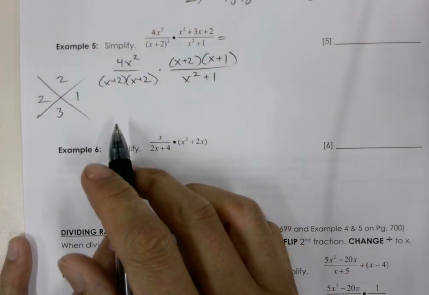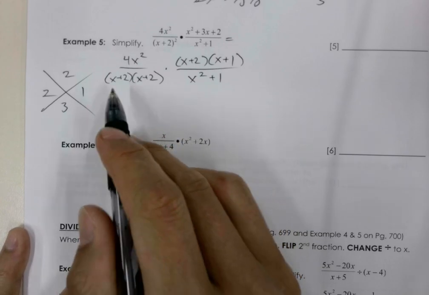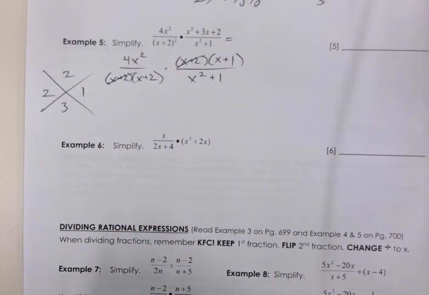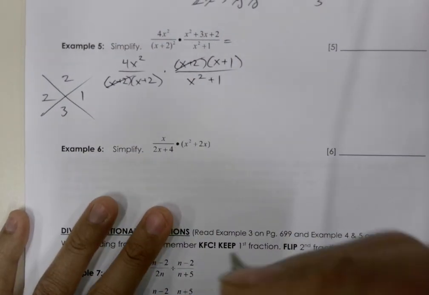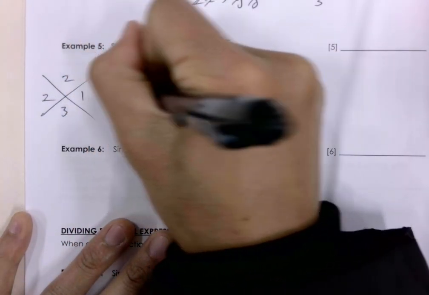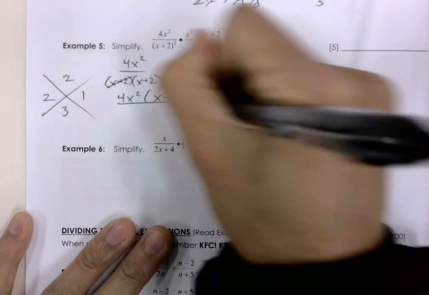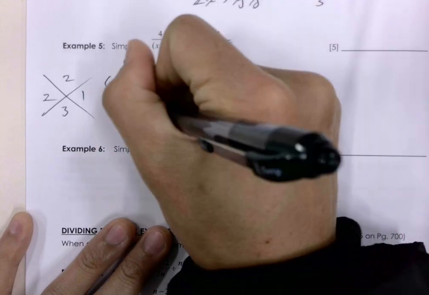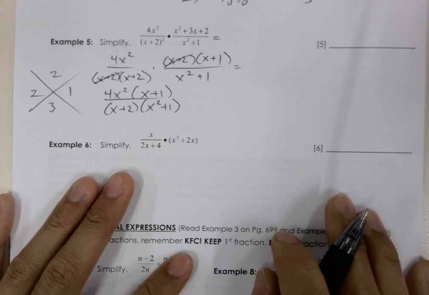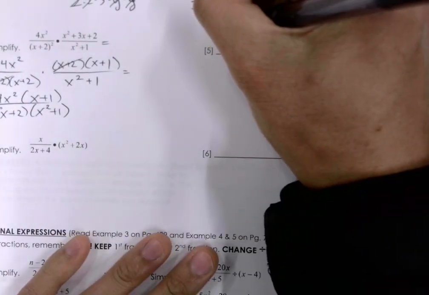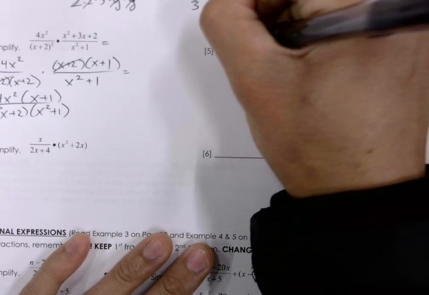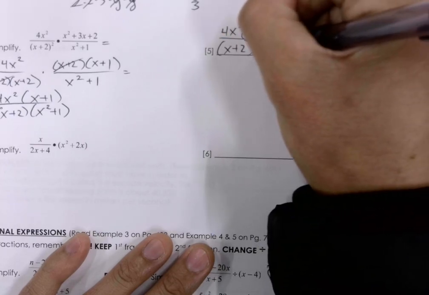All right, so now we're looking at it, and do we have any common factors? Well, we have an x plus 2 here and an x plus 2 there, so we can cancel those out. And we have no other common factors. So this is our simplified version. So we'll do a 4x squared times x plus 1 over x plus 2 times x squared plus 1. That's our simplified version. It's not very simple at all, but that's it. So I'm going to go ahead and write that over here. 4x squared, x plus 1 over x squared, x plus 2 times x squared plus 1.